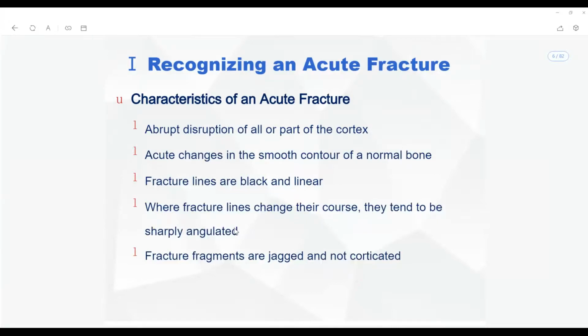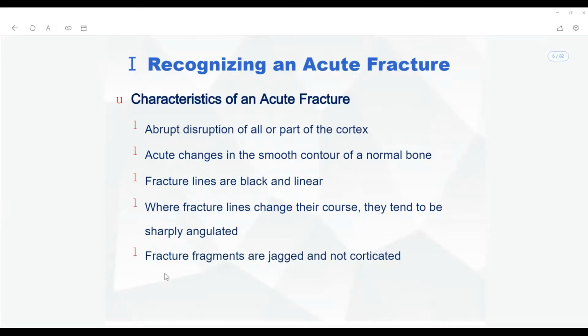Remember a very important point: when the fracture line is extending from one edge to the other edge, it becomes angulated, and the angulated edges are very sharp. Then the fracture fragments are jagged and not corticated. The fracture fragments will be jagged in the sense that they will be scattered all over the place, and they are not corticated. Corticated in the sense they will not have the cortical distribution, right?